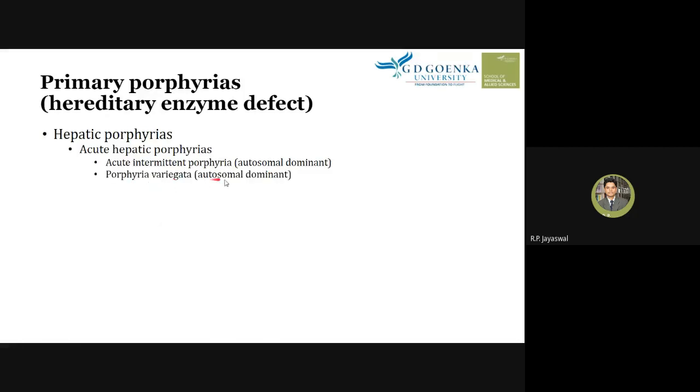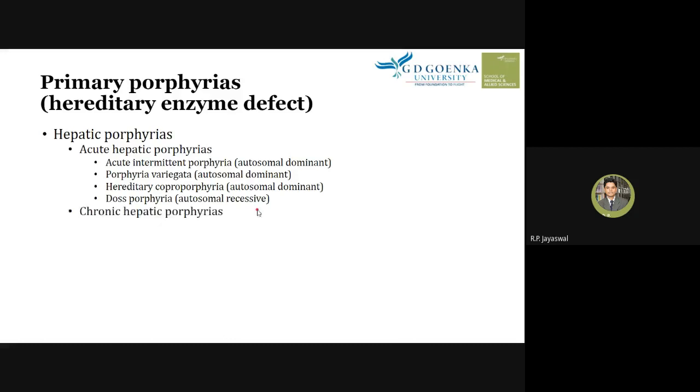Porphyria variegata is another type of hepatic porphyria. This is also of autosomal dominant type. And hereditary coproporphyria is also of autosomal dominant type. And ALA dehydratase deficiency porphyria is autosomal recessive type.